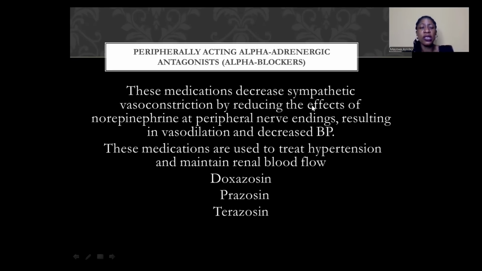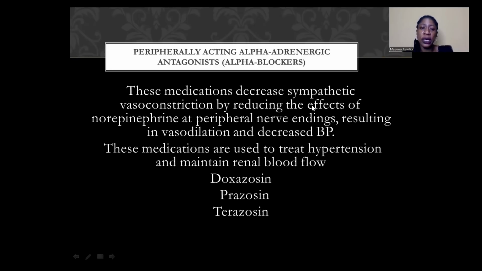So this norepinephrine works together with the sympathetic nervous system. It's just like a neurotransmitter, and we all know that it is produced from the adrenal medulla. It works together with the sympathetic nervous system to produce the effect of fight and flight response. So what norepinephrine does is that it causes vasoconstriction. It makes the blood vessels constrict so that the blood pressure can go up.